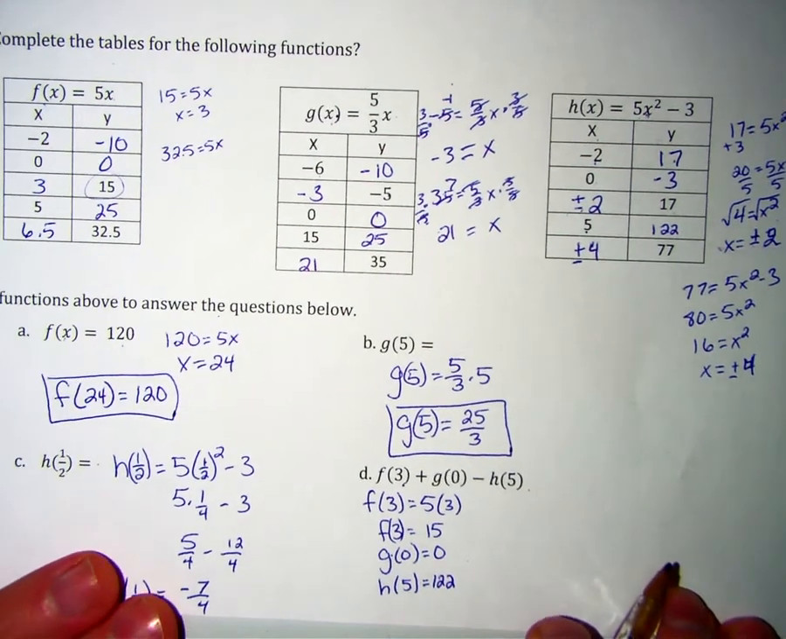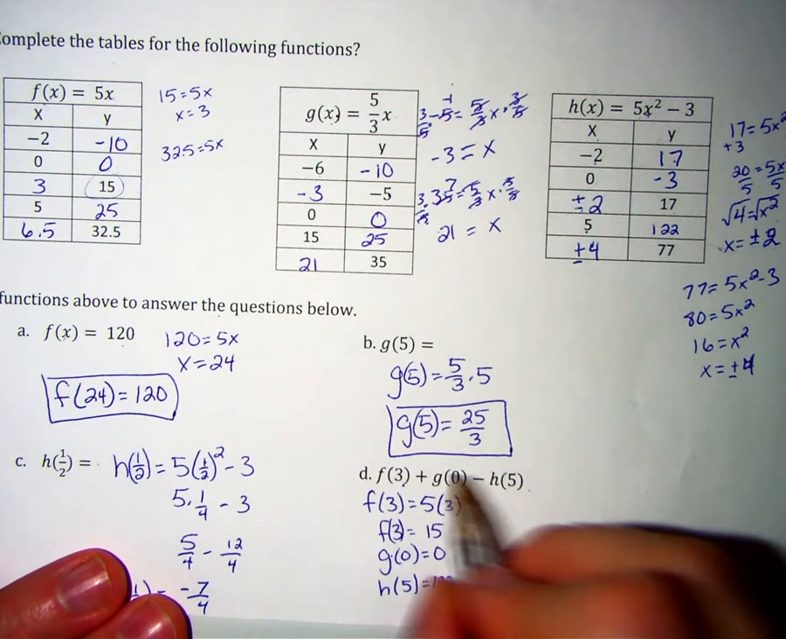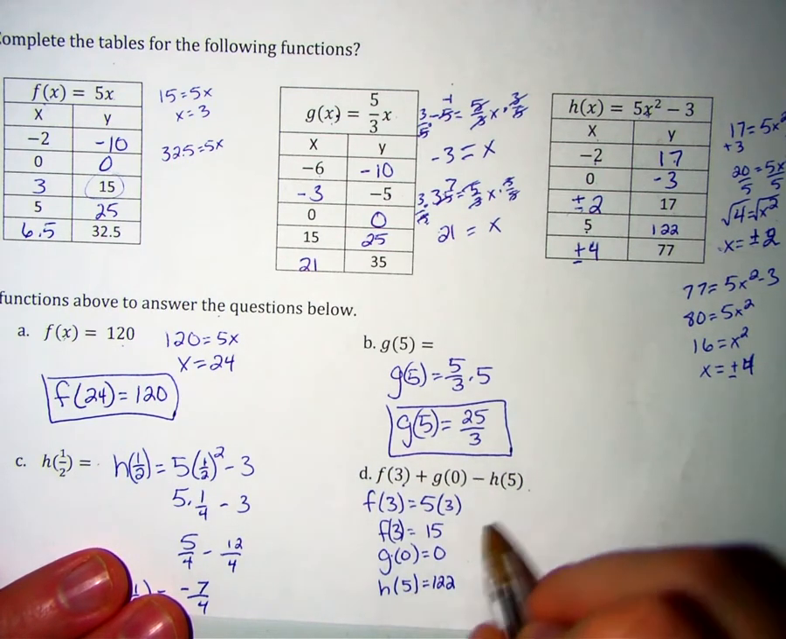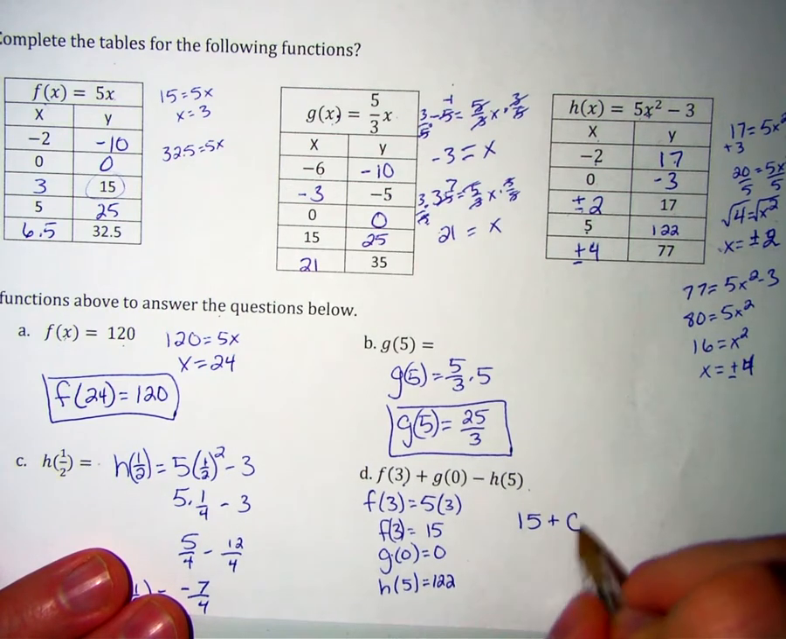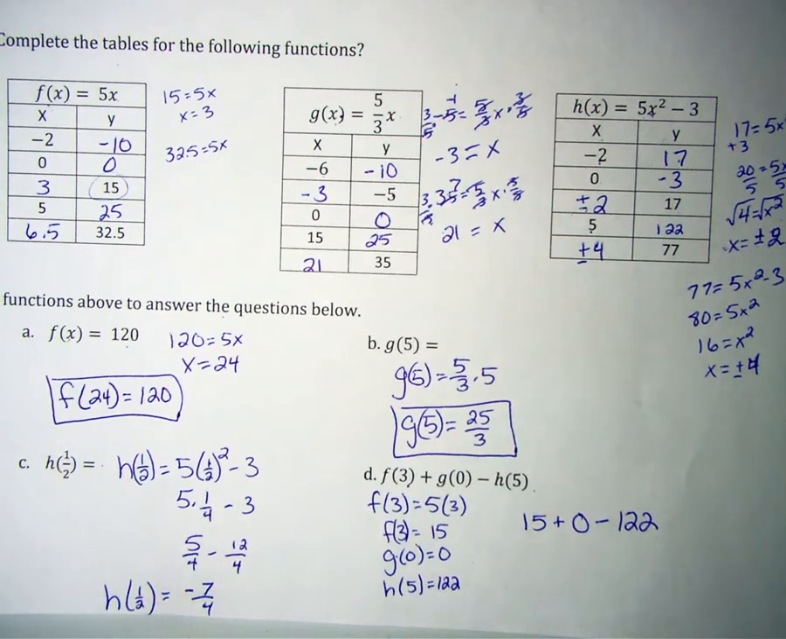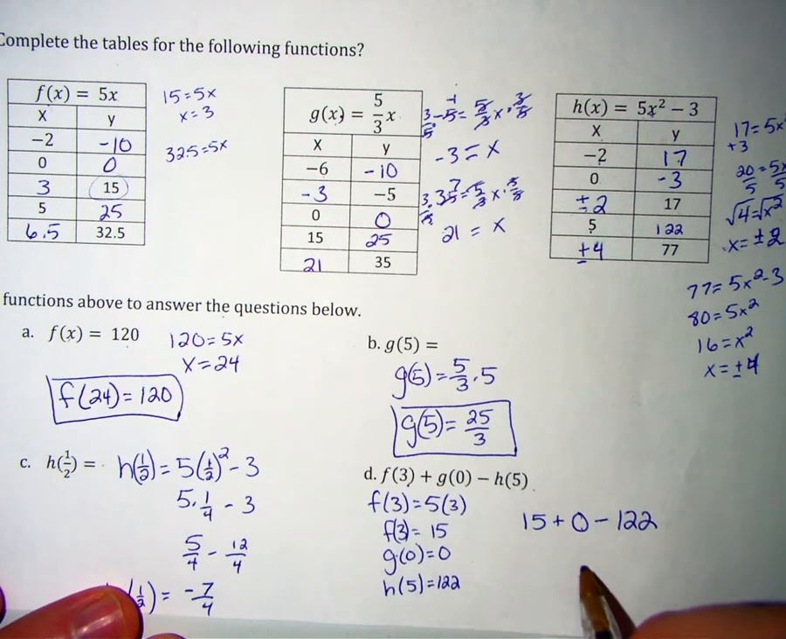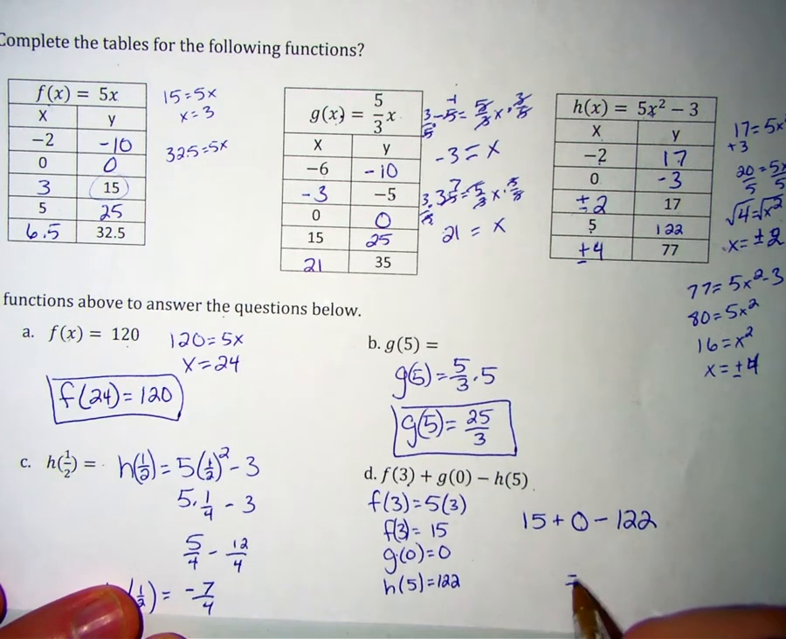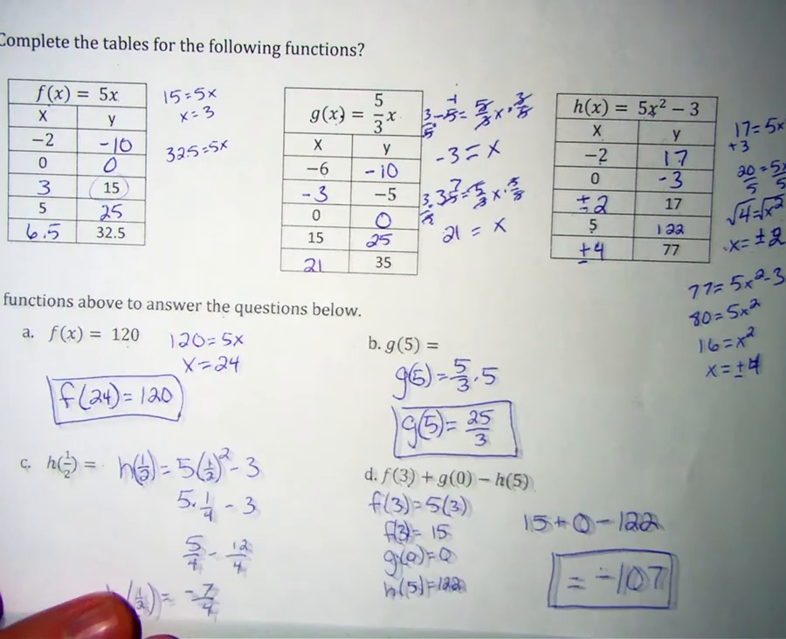Now that we know our f of 3, our g of 0, and our h of 5 value, we can simply plug them back into the original operation. F of 3 is 15, plus g of 0 is 0, minus 122. So we have 15 plus 0 is 15 minus 122 is equal to negative 107. And that's our solution.